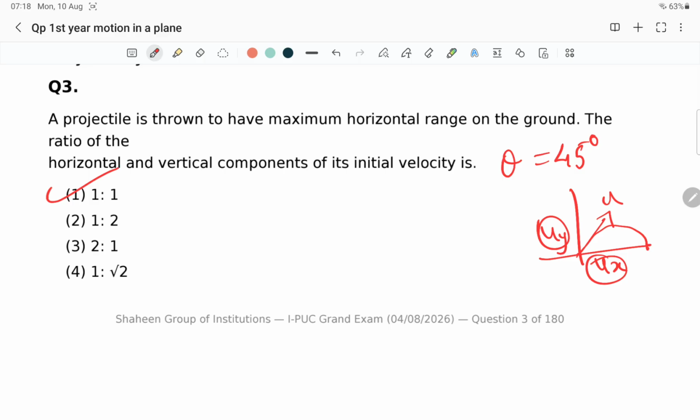So this is a simple one. When it is at 45 degrees, the x component and y component both will be equal. So this is a simple logical question. You don't have to work it out directly. The answer is 1 is to 1.